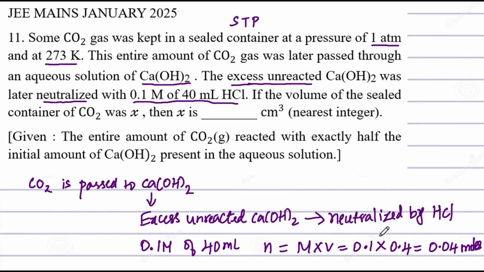So 0.04 moles of HCl was used in this reaction. Now let us see the remaining question. If the volume of the sealed container of CO2 was X, then X is dash centimeter cube. So at first we saw that CO2 was kept in a sealed container. So the volume is represented by X. So what is the value of X?